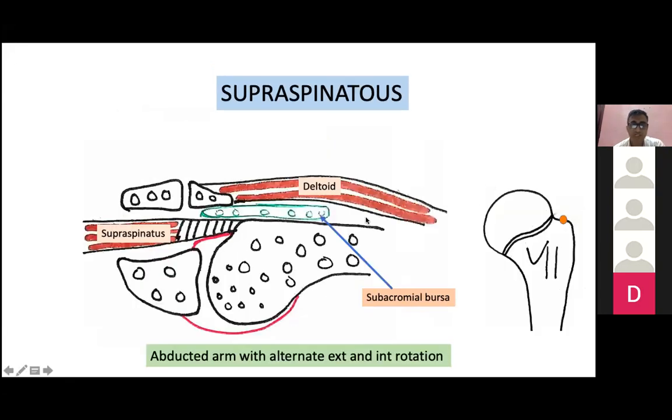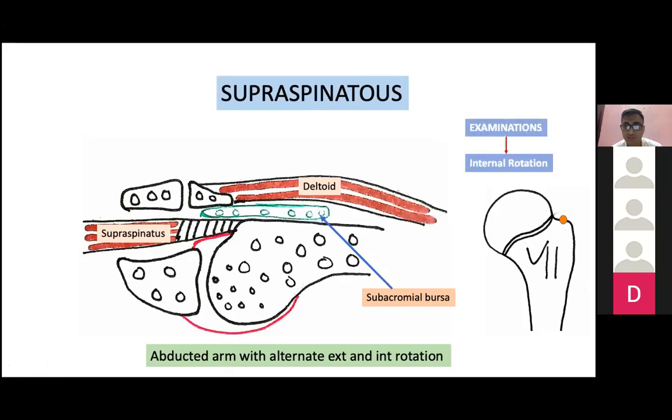So as we abduct our arm, this subacromial bursa retracts inside the subacromial space. And in abduction, with alternate external and internal rotation, this supraspinatus muscle impinges against the acromion process and the coracoacromial ligament. So because of alternate internal and external rotation, it keeps on rubbing against the acromion process and the coracoacromial ligament. Because of this, it undergoes inflammation, congestion, and pain, which is commonly called impingement syndrome.